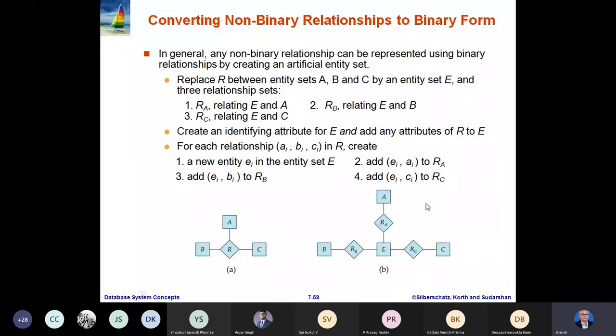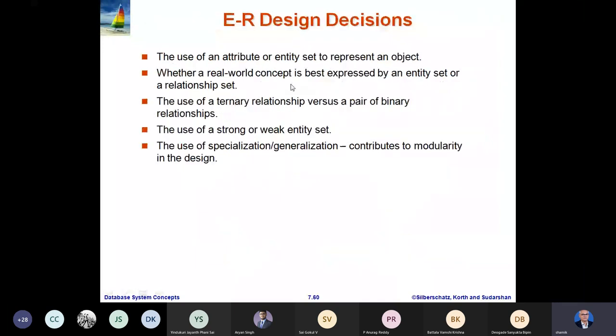So naturally, we'll see that in most cases you will have these binary relationships. And ER design decision: use of an attribute or entity set to represent an object. So that is what is important. Whether a real world concept is best expressed by an entity set or a relationship set, you have to keep that in mind. As I said, that student to course registration. So registration is a real world concept. So whether registration should be an entity set or a relationship set. The use of ternary relationship versus a pair of binary relationships, that is what I discussed.